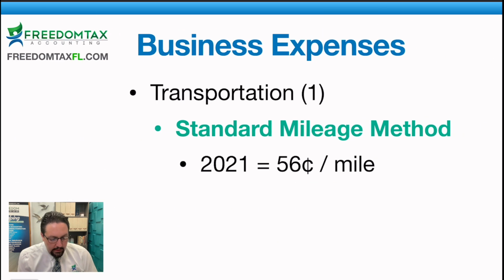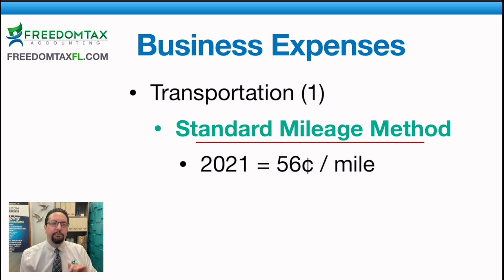Okay. Now, the final 2 expenses also have a little bit of controversy and are among the most audited by the IRS. Okay. So the first one is transportation. Your transportation expenses can be deducted in 2 ways. The first way is using the standard mileage method. Okay? It's the simplest way of doing it.